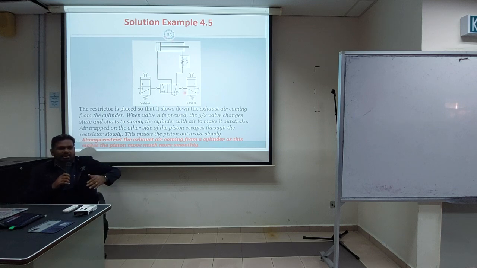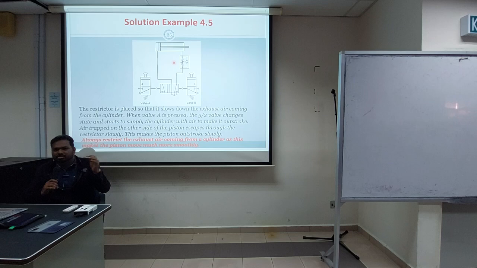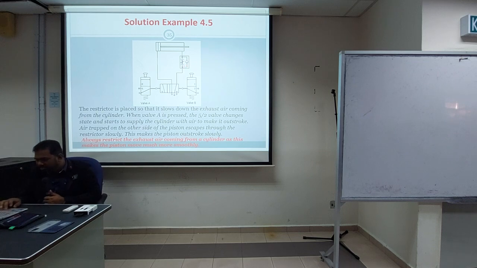Tapi what will happen? Maybe it will jerk. Dia naik slow, tapi dia akan jerk. Takut dia kena kat orang kan. So if you want it to rise smoothly, so letak dekat exhaust air coming from the cylinder. Maksudnya udara yang keluar dari cylinder adalah dekat sini. So you place a restrictor here. Then what will happen? Waktu dia nak extend tu, so dia akan control. So automatically the speed will be reduced. So that's what the solution gives.